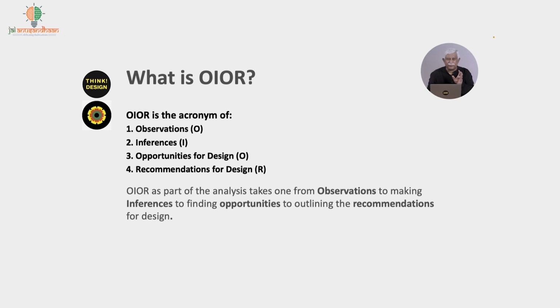OIOR is an acronym that refers to observations, that is O, inferences I, opportunities, again an O, and then recommendations for design. So, OIOR. It is part of the analysis. It takes you from starting with observations to making inferences from them and discovering opportunities, then to outlining the recommendations for design. Okay, so, observations, inferences, opportunities and recommendations.